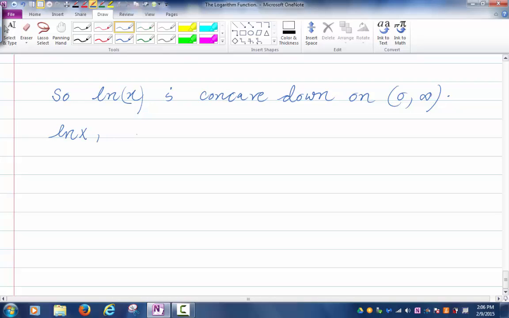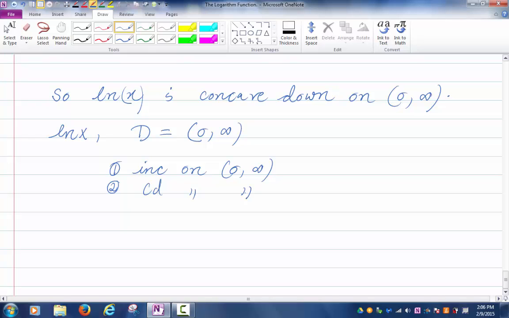ln x, we know that its domain is 0 to infinity, right? We know that it is increasing on the entire domain. We know it is concave down on the entire domain. What else do I need to know to come up with the graph? Not necessarily. Well, we need to know the terminal behavior of this function.